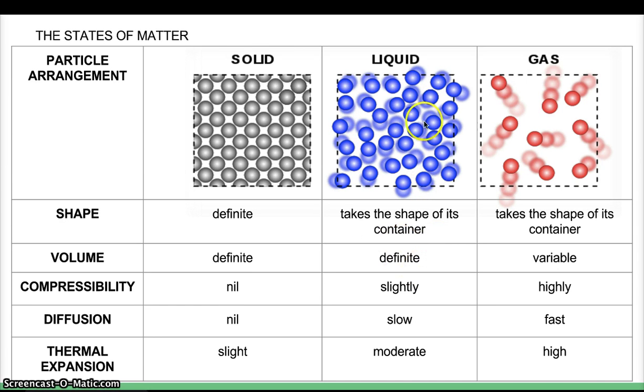But the volume is definite because they still have an attraction between the particles, so they do hold a certain volume, so it's not changeable. But the bonds between the particles aren't strong enough for them to have a definite shape. So because of this, they're just going to take the shape of any container they're in. For example, water on the floor just spreads out over the floor because there is no container holding it in place, whereas water in a cup will take the shape of the cup that it's in.